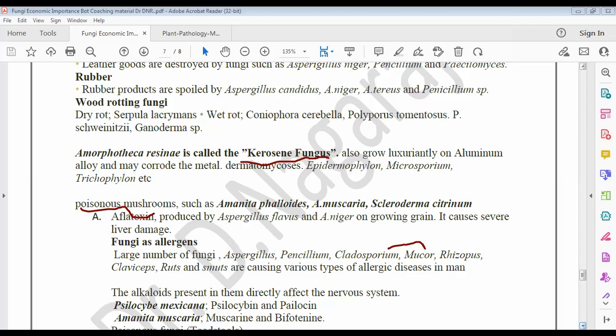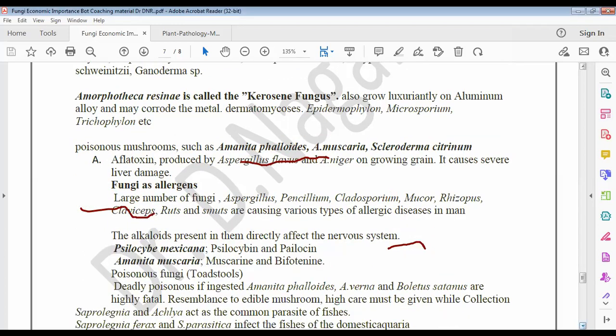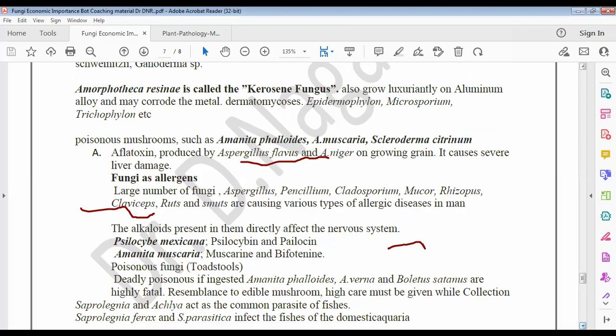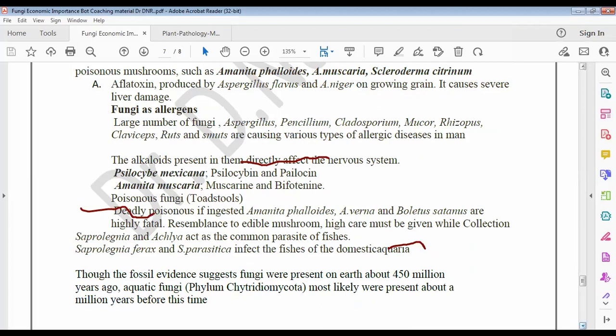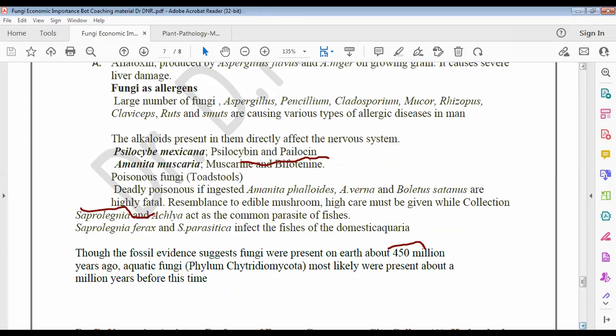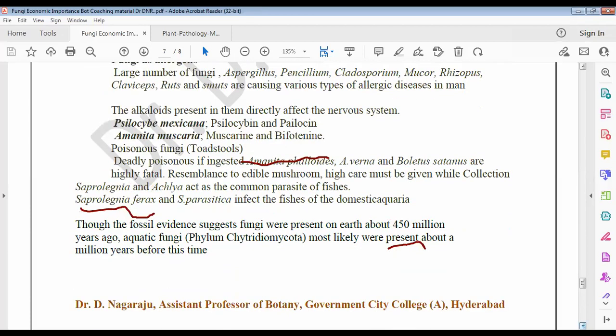And Scleroderma citrinum. You know, aflatoxins which are produced. So many allergens also are there in the fungi. So many alkaloids in the fungi which cause damage in the nervous system. That is Psilocybe and Amanita. So many toadstools, poisonous fungi are there. Very deadly poisonous, you know, Amanita phalloides, Amanita verna.